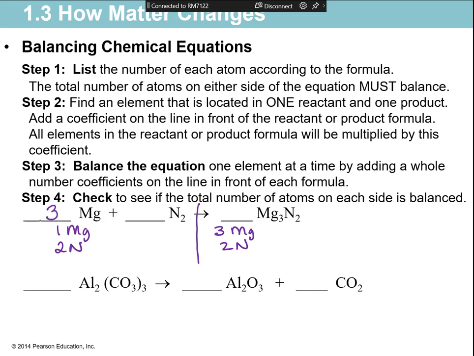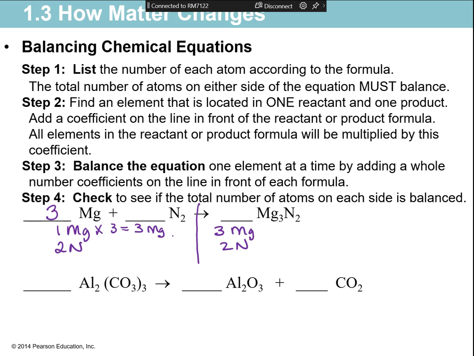So I'm going to have to multiply. So how many magnesiums would I need? I'd need 3 of them. So that 3 will multiply the total number of magnesiums by 3. So the coefficient is always going to multiply the numbers that you have in that formula.